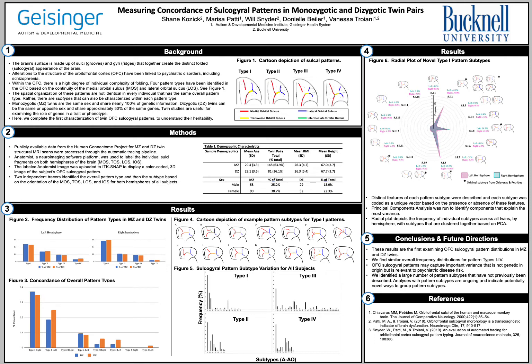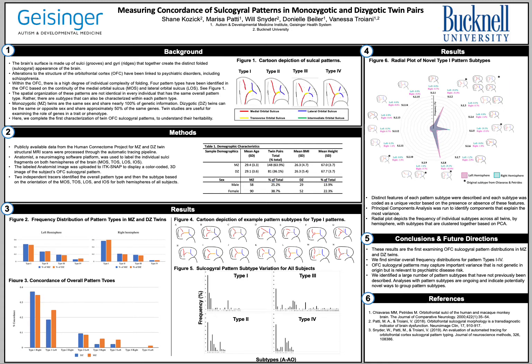It has been found that the spatial organization of these patterns are not identical in every individual that has the same overall pattern type. Rather, there are subtypes that can also be characterized within each pattern type. Subtypes offer a more fine-grained characterization of the OFC. We were interested in expanding our understanding of OFC sulcogyral development within a twin population of neurotypical individuals.